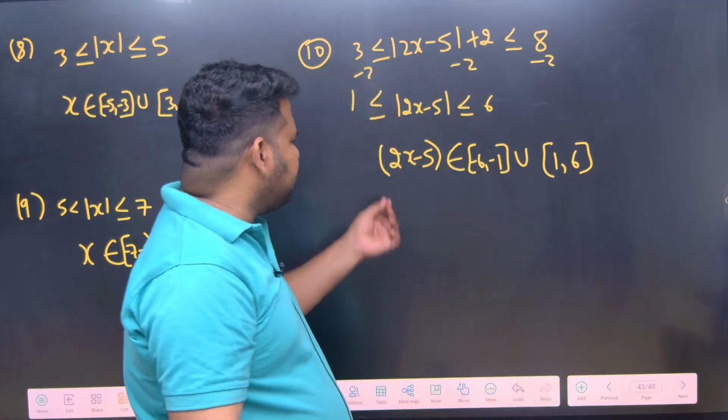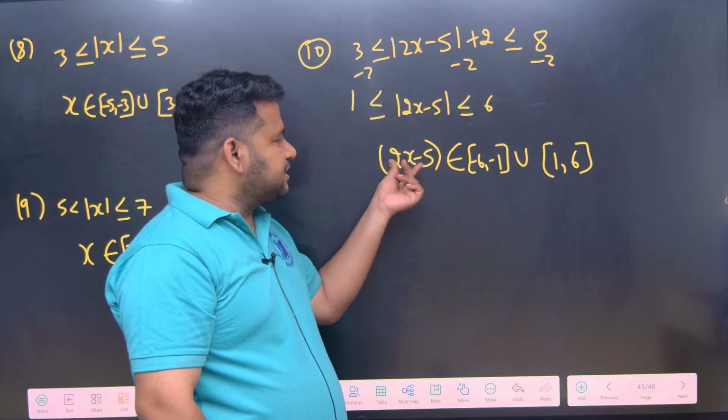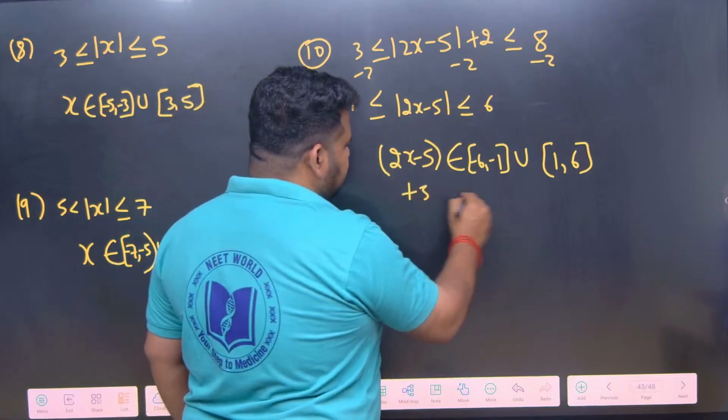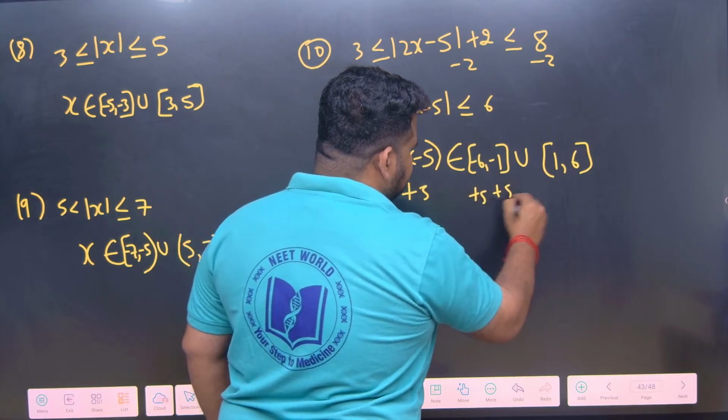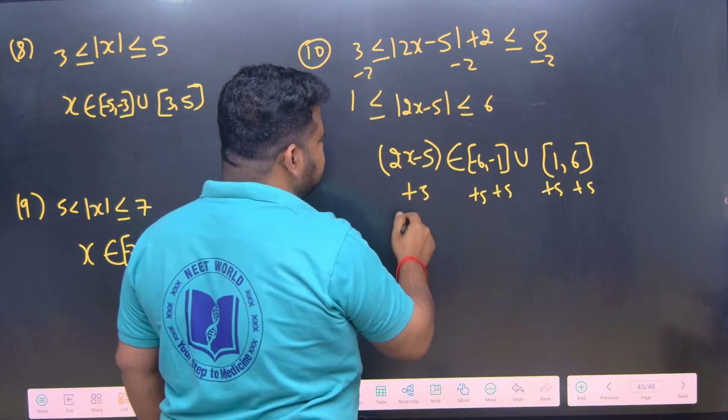But I don't want 2x − 5, I want x. First let me eliminate 5. Here 2x − 5 is there, I want 2x. So for that I will add 5 on all sides. So what will this become? 2x − 5 + 5 becomes 2x.